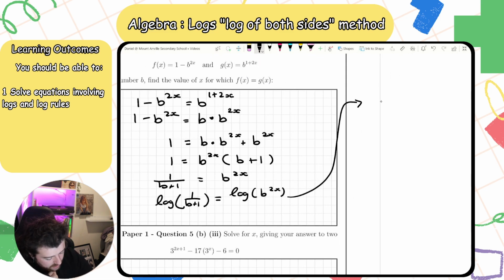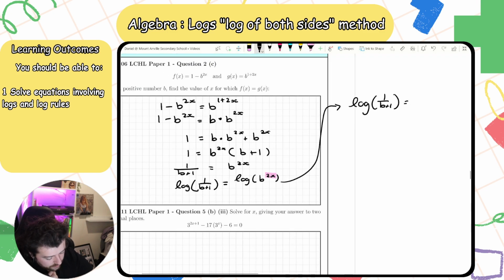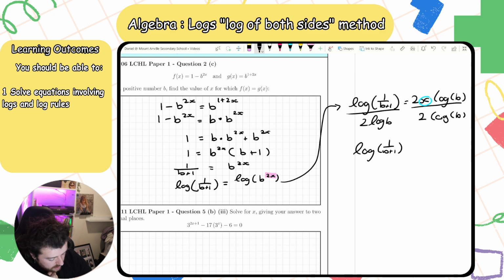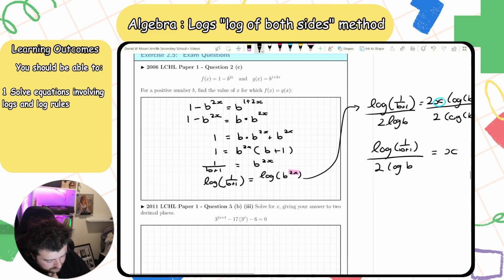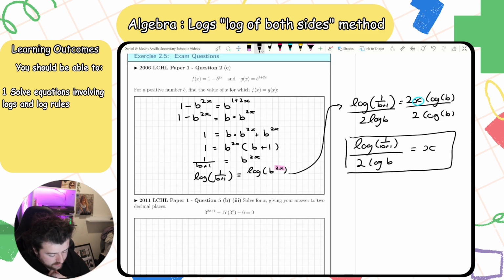And then what we have here is log of 1 over b plus 1 equals, take that power, bring it in front, 2x log b. Divide both sides by 2 log b, because I want to get x on its own here. So I'm left with log of 1 over b plus 1, all over 2 log b, is equal to x. And there you go, there is my answer.